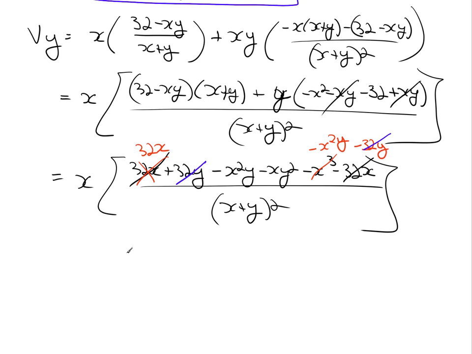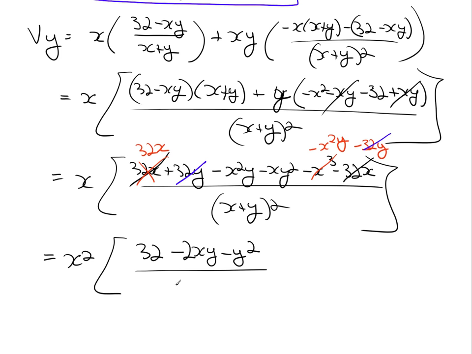And let me see. Now everything left here has an x in it. So if I factor out an x, I'm going to have x squared times 32 minus xy. Actually, there's two of them. Minus y squared, all over x plus y squared. So let's take a quick look and make sure we got everything. Okay, yeah, this looks good.